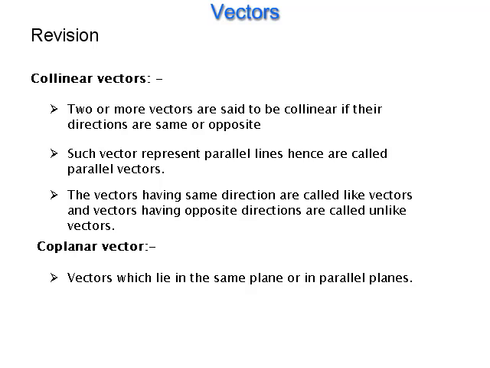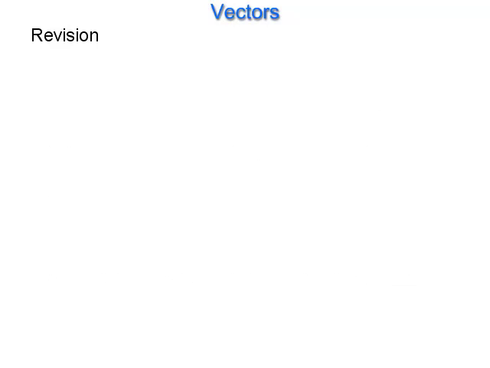A set of vectors which lie in the same plane or in parallel planes are called coplanar vectors. The vectors which are not coplanar are called non-coplanar vectors.